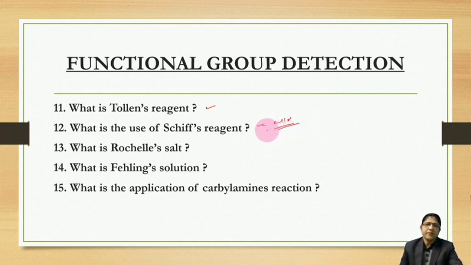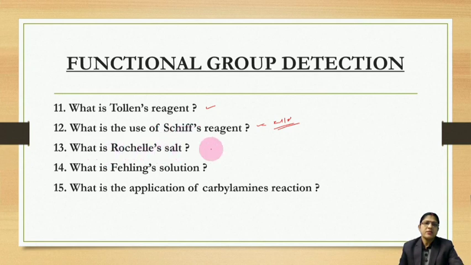Then aldehydes form what? Pink, red or magenta color with Schiff's reagent, right? But remember, Schiff's reagent should not be warmed while performing this experiment, and in the case of benzaldehyde, the pink color develops slowly. And Schiff's reagent should not be treated with alkalis, otherwise that pink color develops even in absence of aldehyde group, right?